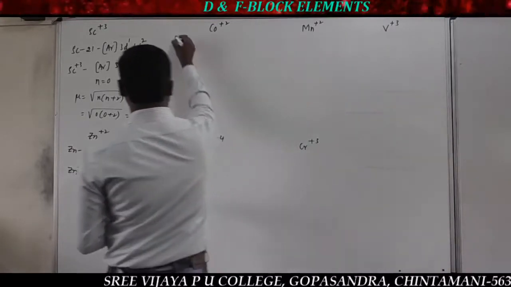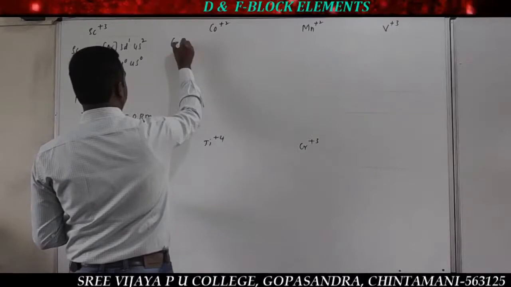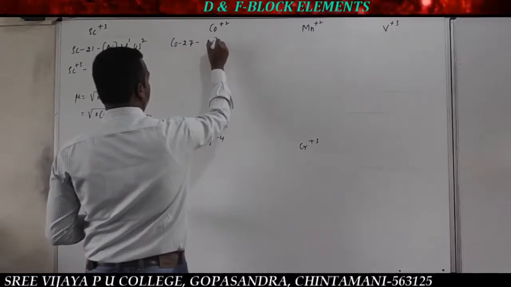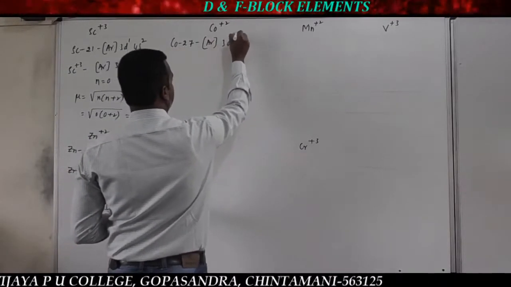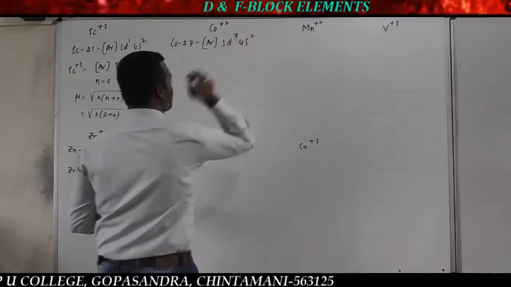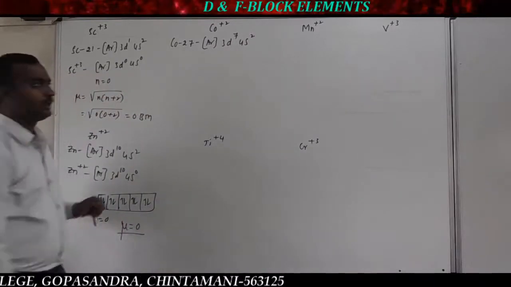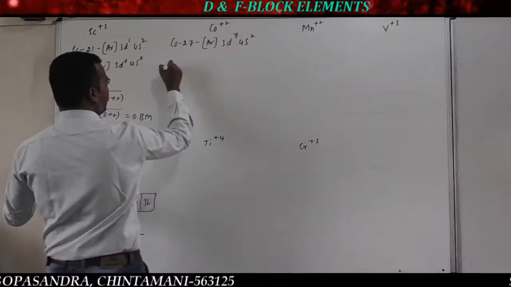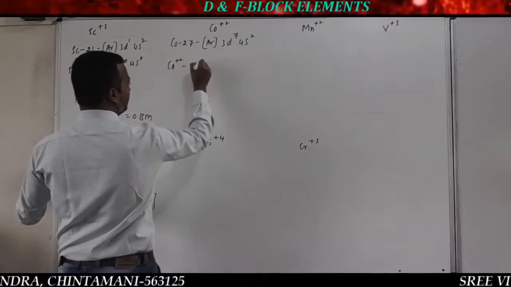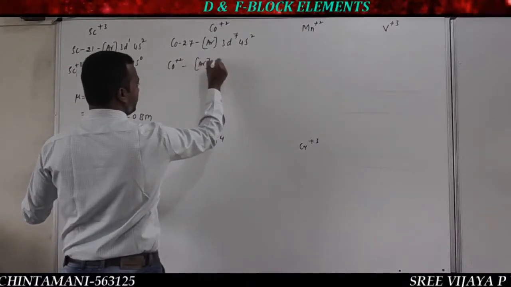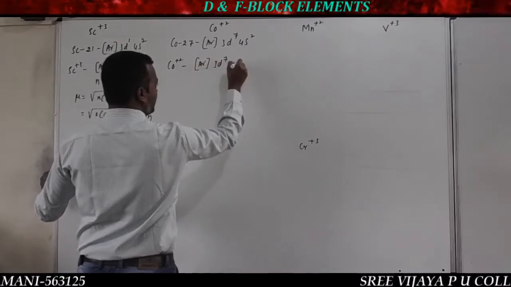Next, come to cobalt plus 2. What is the configuration? First, the atomic number is 27, and the configuration for cobalt is argon 3d7 4s2. They are asking for cobalt plus 2, so what remains is argon 3d7 and 4s0.